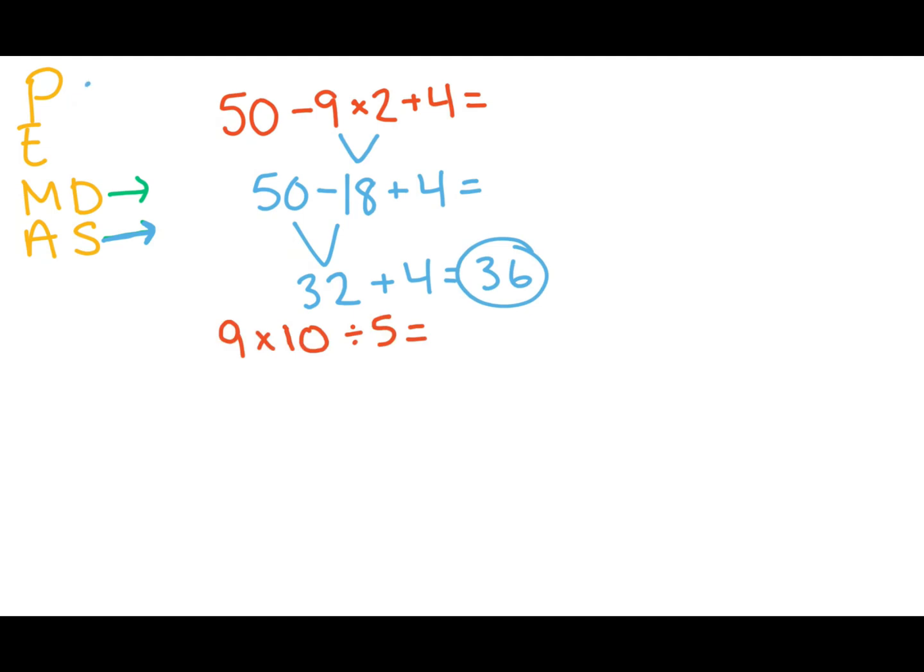Let's try one more example. This one has multiplication and division, and again, we're going to solve this problem straight across. So left to right, 9 times 10 comes first. So that's 90. Then we do our division, 90 divided by 5, and that gives us 18.